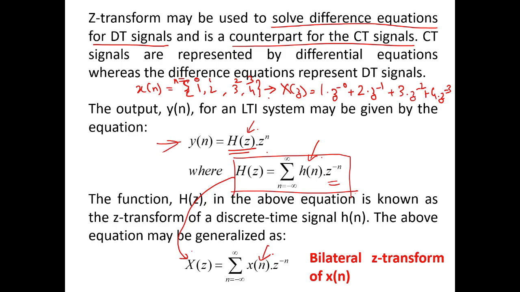It is as simple as that. If you want to convert any real signal into a complex domain signal, you can convert it in a very simplistic manner. This generalized equation, where the time domain varies from minus infinity to infinity, is regarded as the bilateral Z transform of x[n]. We have also seen this in the Laplace domain, the bilateral Laplace transform.